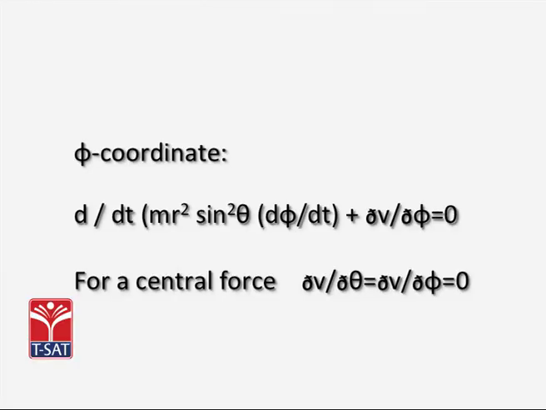A central force is one which is directed towards the center. For example, when we leave an object, it will fall down on earth. Wherever you do it on the surface of the earth, it is directed towards the center of the earth. For such a central force, dou V by dou theta is equal to dou V by dou phi, that is equal to 0. So, there are no changes in the theta and phi coordinates. Change is only along the radius vector towards the center of the earth.